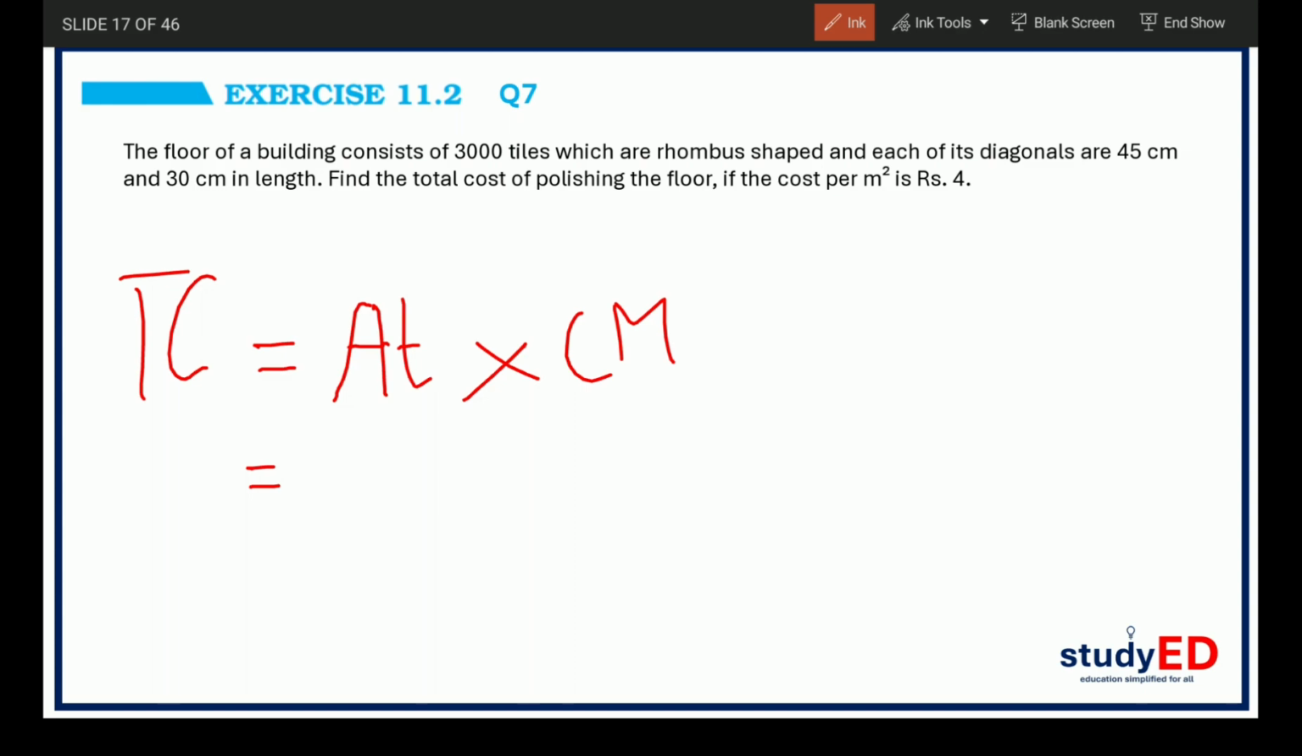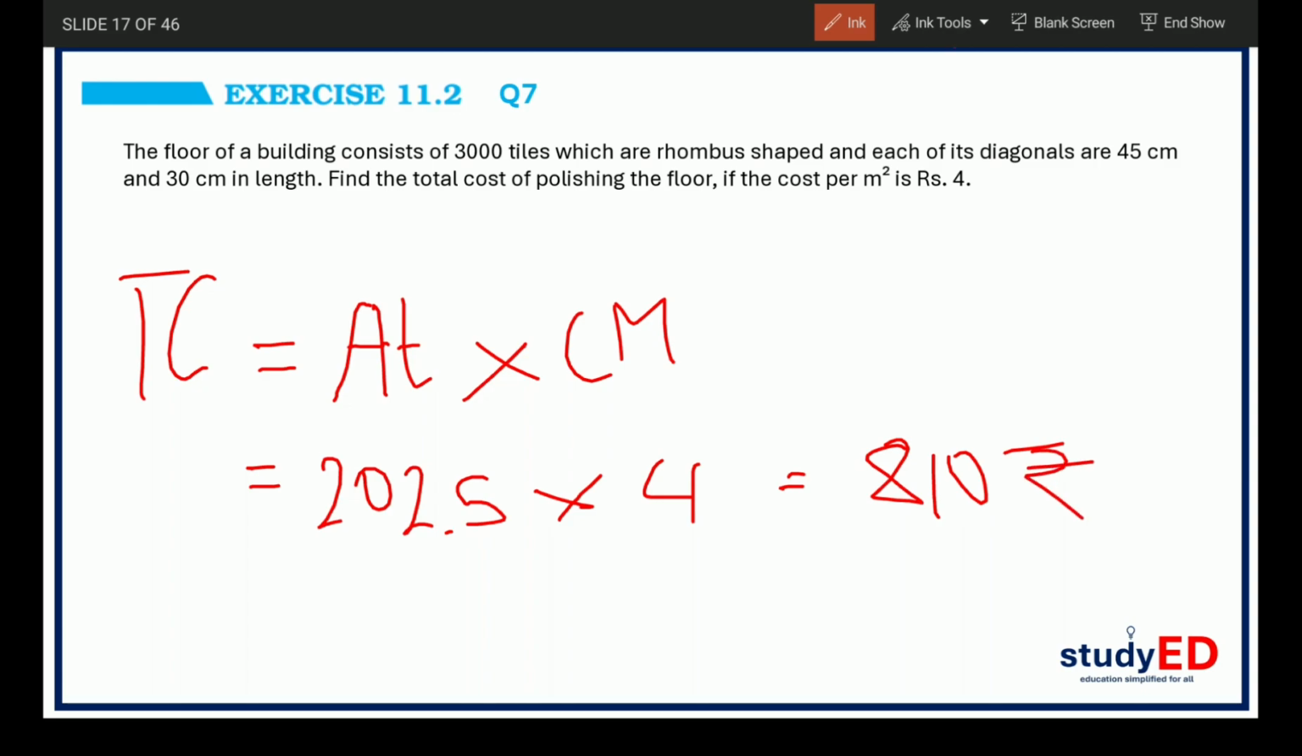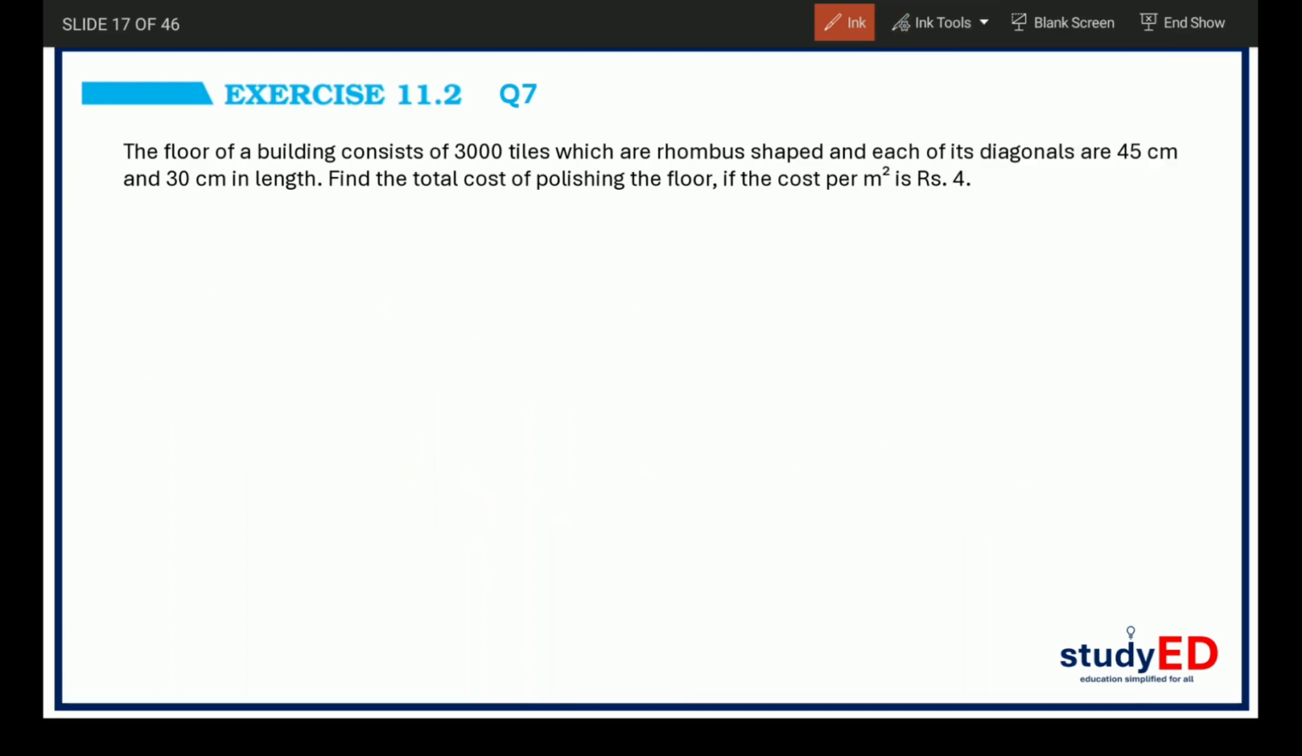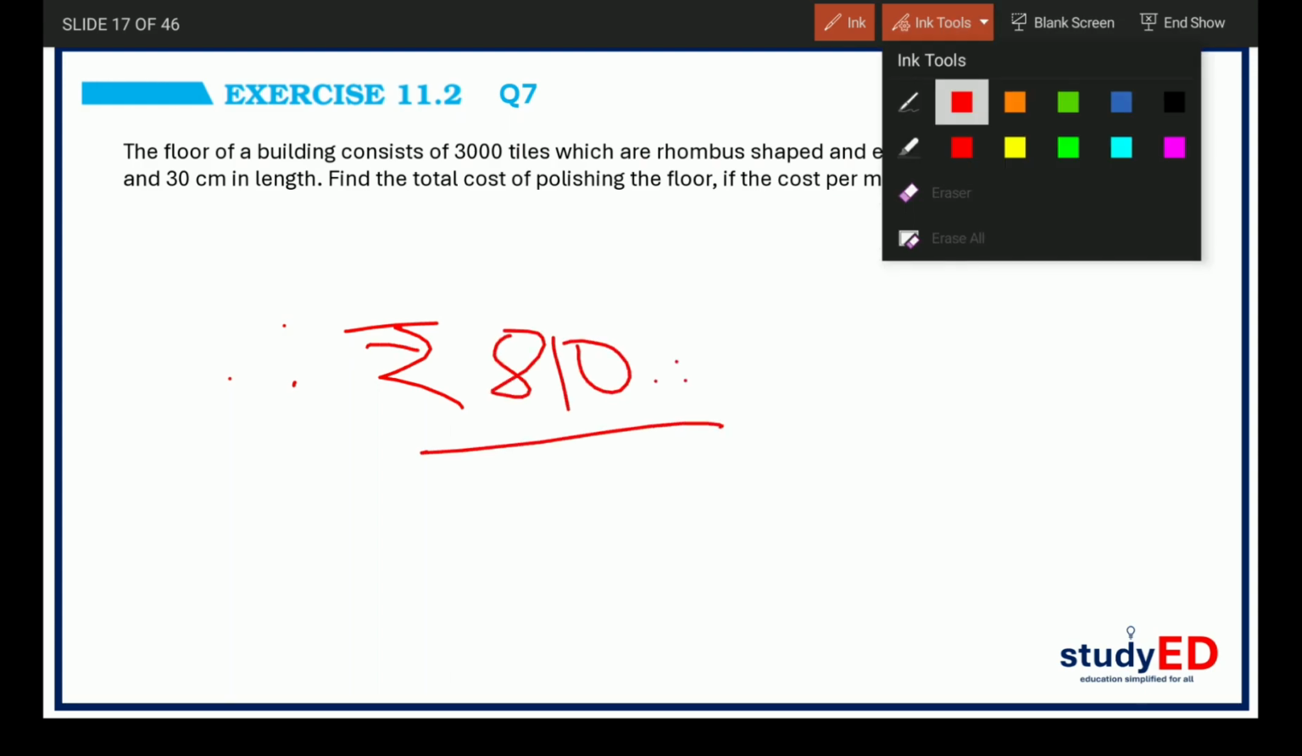So the area of the tiles was 202.5 meter square into cost per meter, which is 4. So all in all, it gives us 810 rupees as our final answer. Therefore, the total cost of polishing the floors is going to be rupees 810. Hope you guys got that question. Let's now move on to the next one.